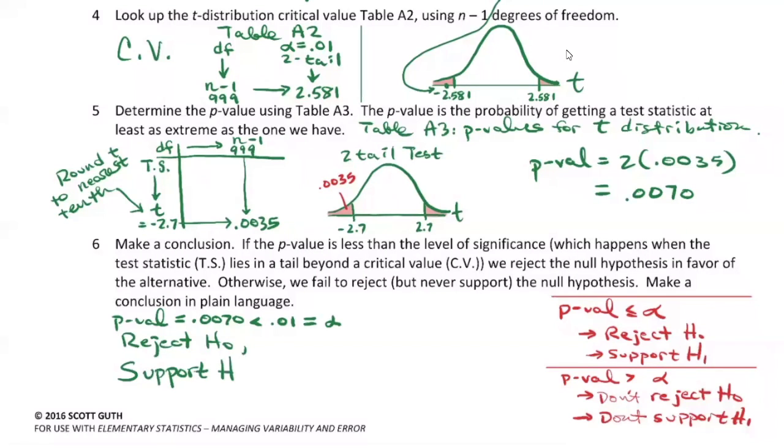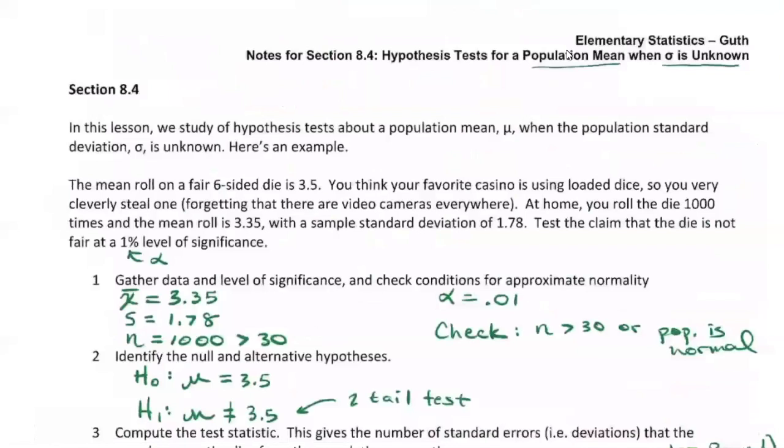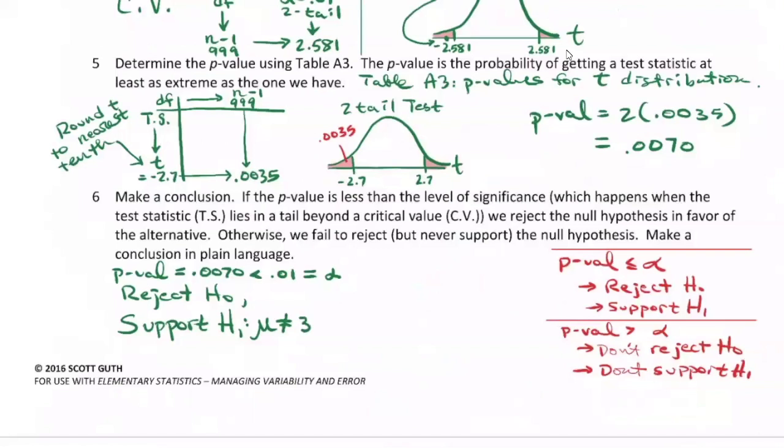And let me remind myself, H1 said that mu is not 3.5. Oh yeah, it's a die that's not rolling a 3.5 average. That's a loaded die. At least that's what our data say.